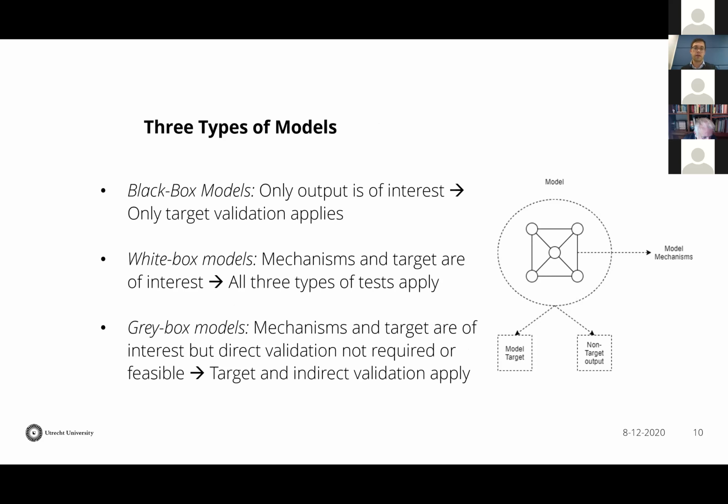So from this categorization of three types of tests, we can go into three types of models. There are black box models in which only the output is of interest and there only target validation applies. There are white box models in which the mechanisms and the target are of interest, in which basically all three types of tests may apply. And finally, there are gray box models in which the mechanisms and the target are of interest, but direct validation is either not required or not feasible. And later I'll talk a bit about why it may not be feasible. And in this case, only target and indirect validation apply.